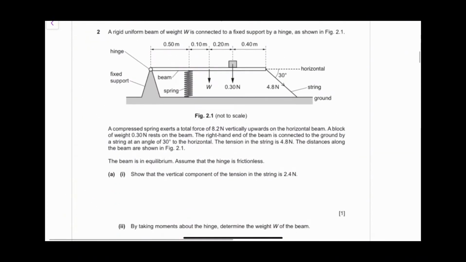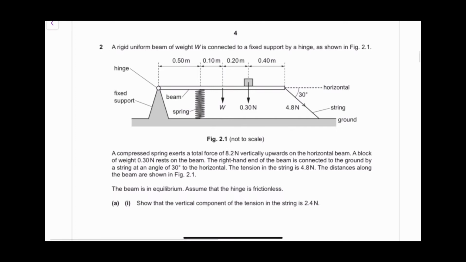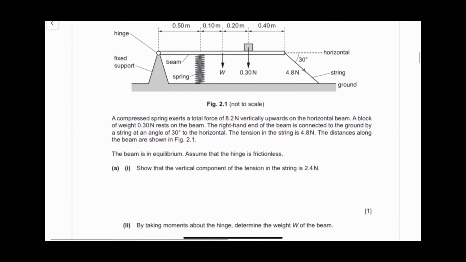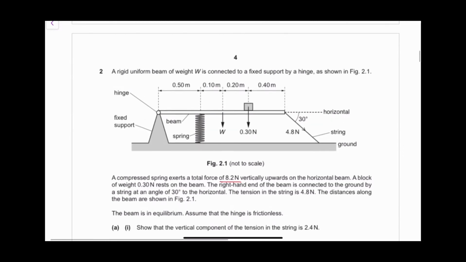Moving on to the next question. We're given a uniform beam of weight W that has been connected to a fixed support, like that, and a compressed spring is exerting a total force of 8.2 newtons vertically upwards. So how is this spring working? It's exerting a force upwards of 8.2 newtons, so 8.2 newtons over there.